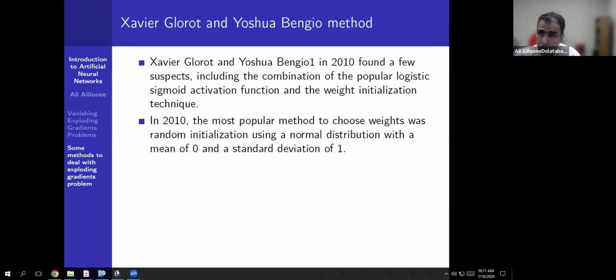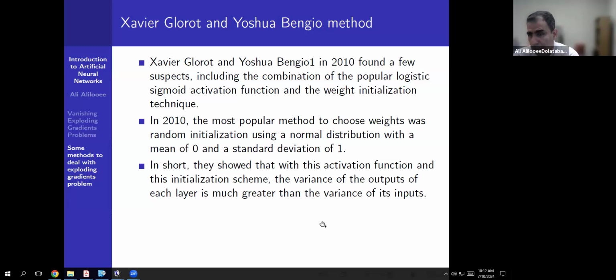Something that Yoshua Bengio and Xavier Glorot found out was that, in order to prevent reaching exploding or vanishing gradients, maybe we need to choose initial values for parameters in a more interesting way. In short, they showed that with this activation function, meaning the sigmoid function, and this initialization scheme, the variance of the output of each layer is much greater than the variance of its input.